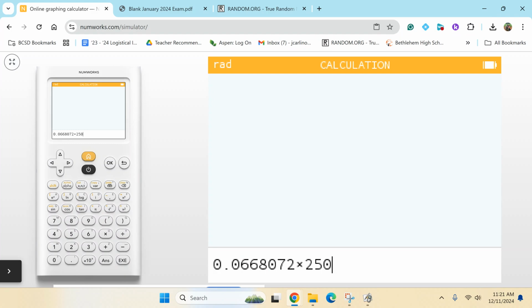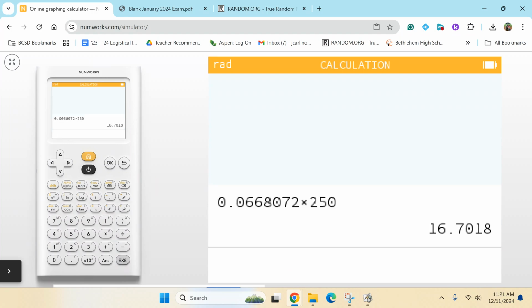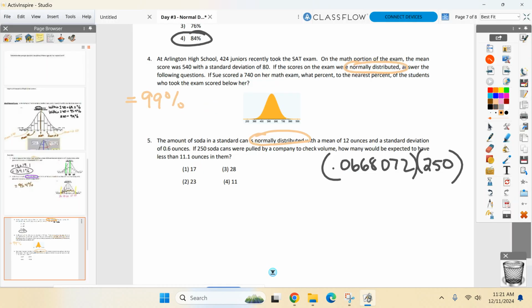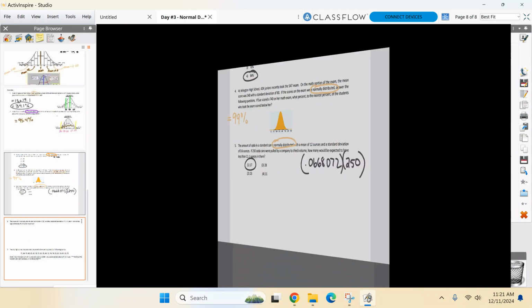So about how many cans? About 17 cans. So that's the only thing I worry about. I know everyone can just type our numbers in the calculator. It's a matter of, do I need the percent or how many of the cans? All right, keep going. We're almost done here.